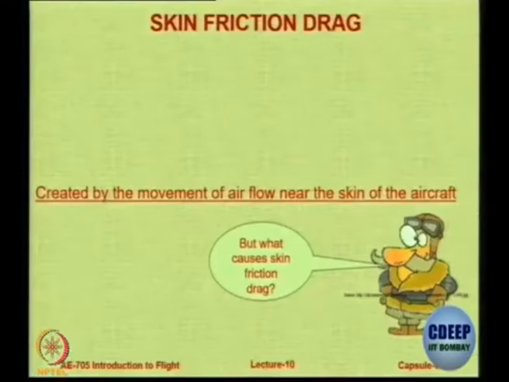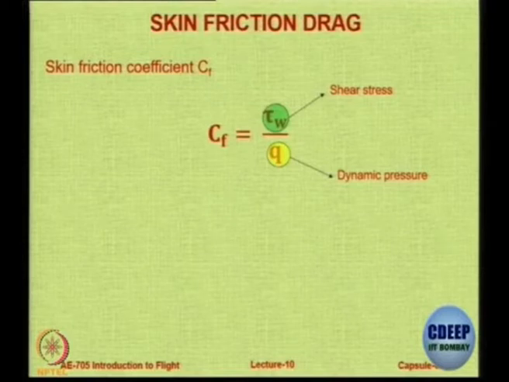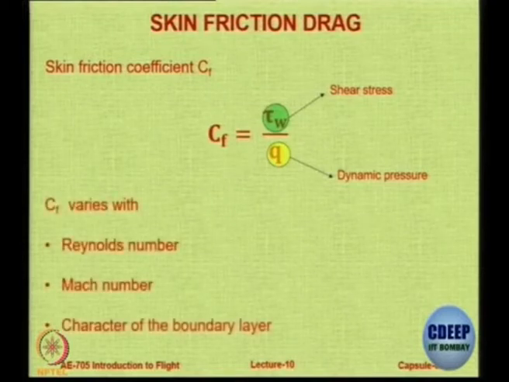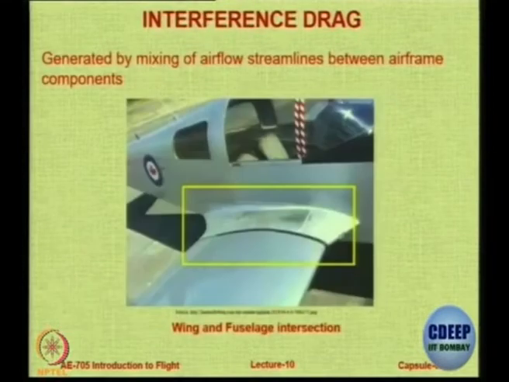Right. So, as the aircraft moves, the particles which are near its surface are going to be dragged with it, they are going to consume energy, and that is the skin friction. So, we define this by a skin friction coefficient, which is basically a ratio of shear stress by the dynamic pressure. So, it is a function of Reynolds number, because Reynolds number is present in half rho v square, Mach number, because V is affected by Mach number, and also the nature of the boundary layer, whether it is laminar, turbulent. Okay.